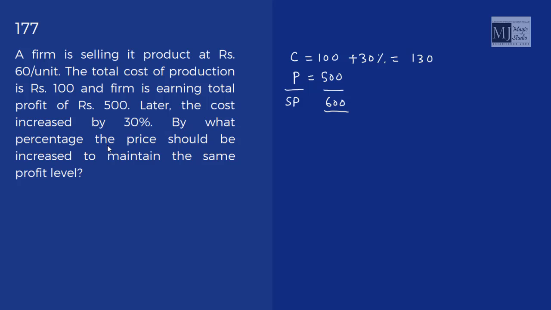By what percentage should the price be increased to maintain the same profit level? Now the manufacturer wants to maintain the same profit level. That means they need a sales revenue of 630 rupees. So what is the percentage increment? It equals 630 minus 600, that is 30 by 600 into 100, that is 5%.